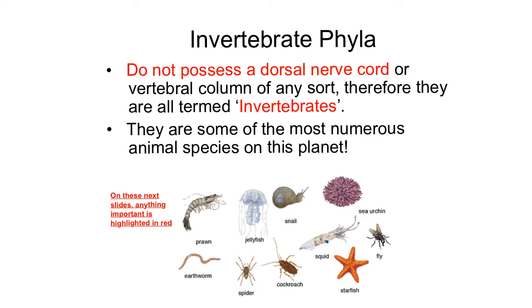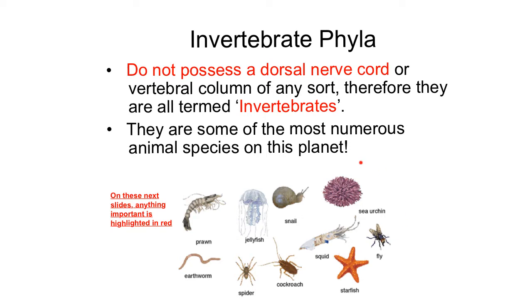Now, invertebrate means they do not possess a dorsal nerve cord because a vertebrae is your backbone and they don't have a vertebrae. So they don't have that backbone with the dorsal nerve cord, so we call them invertebrates. As you may recall from our last lesson, these make up the majority of Kingdom Animalia, and yet they're often the ones that we are least familiar with.